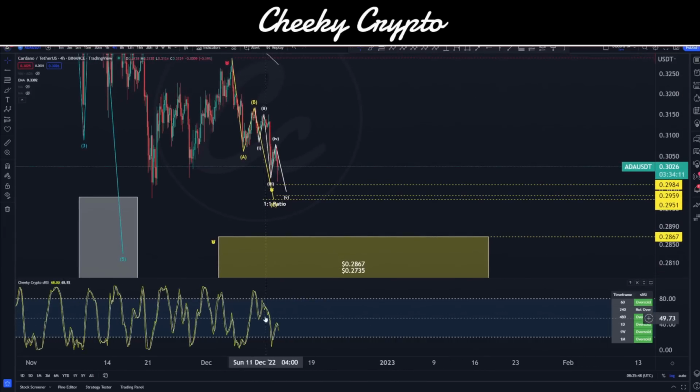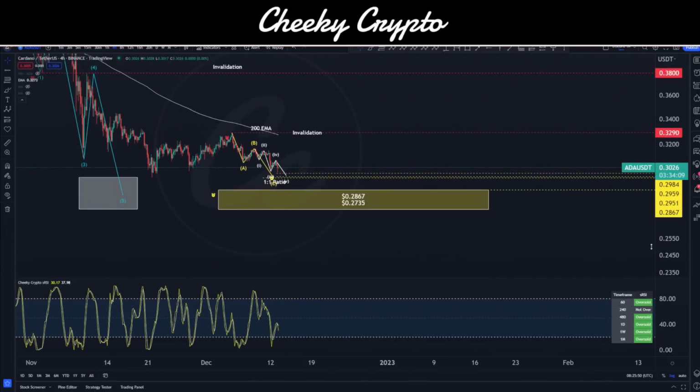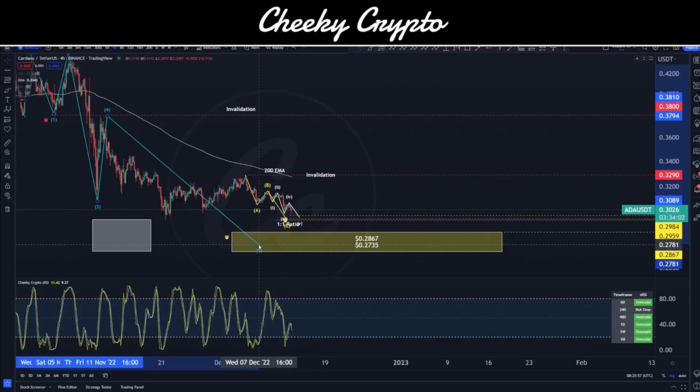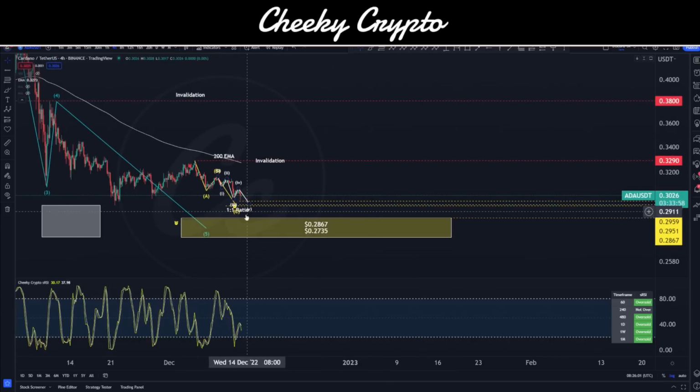Okay, that's still valid. And if we kind of zoom out of this, you can see why it's this corrective structure just taking us down into this blue 5-wave movement, and it's going to be an ending diagonal in my opinion there. So everything's on the 4 hours looking good. We still have some room to the downside.